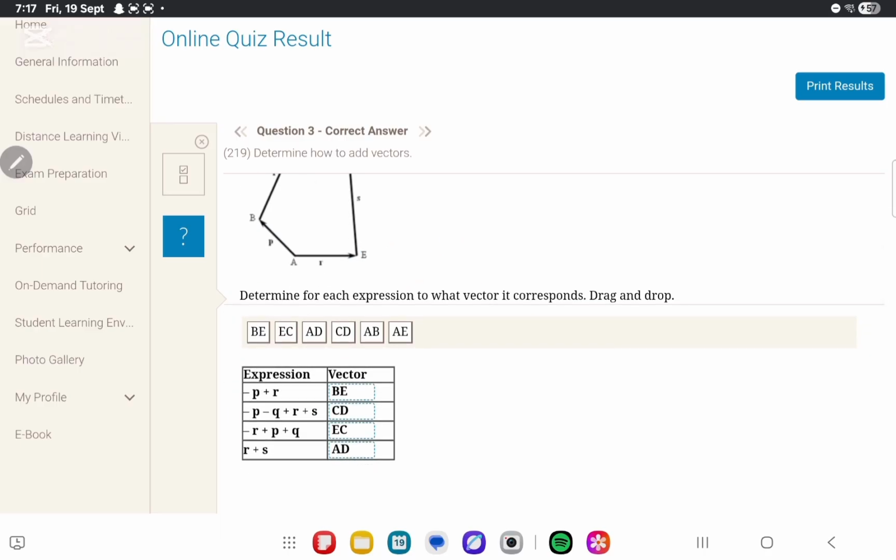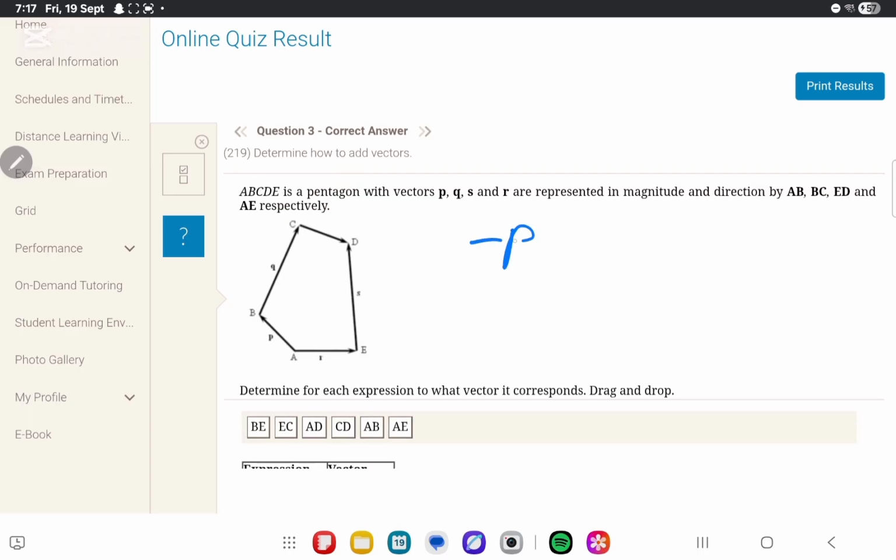Okay. Negative P minus Q plus R plus S. So negative P minus Q plus R plus S. You might notice that if you were to follow the same method, you'd start off with negative P, which is BA. And then negative Q is this. Then R, then S. So from the diagram, you can see that it's going to be CD, right? Because I started off at C, I'm ending at D. So it's going to be CD.